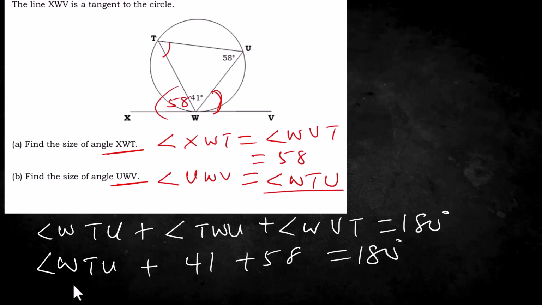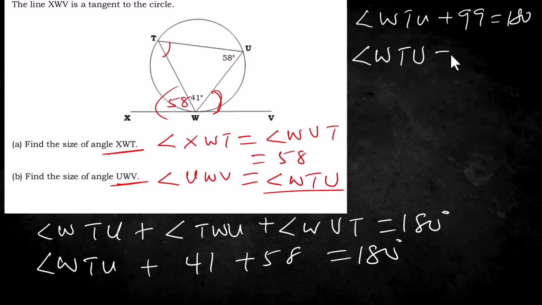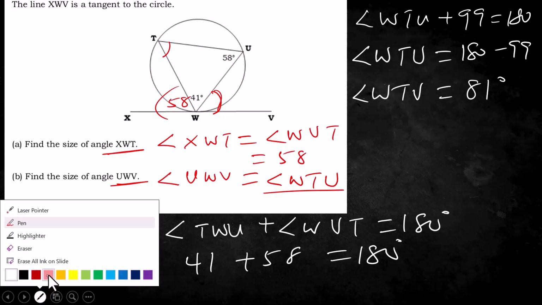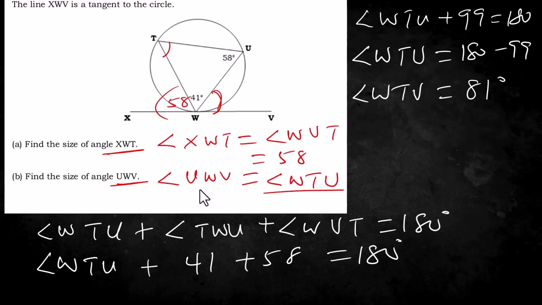So angle WTU plus, so we have 99, 41 plus 58, 99 equals 180. Angle WTU, 180 minus 99. So 180 minus 99 will be 81 degrees. So remember, WTU is the same as UWV. So we have 81.